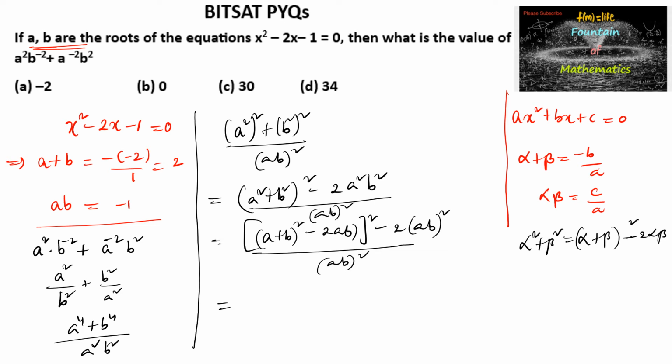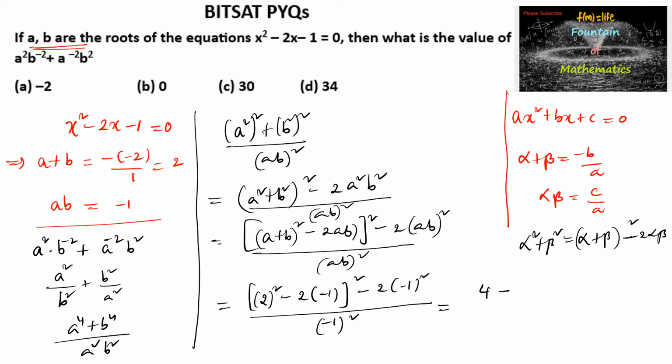So let us substitute: a plus b value is 2, so 2 square minus 2 times ab value, which is minus 1, this is whole square, minus 2 times (minus 1) whole square, divided by (ab value minus 1) whole square. So which is equal to (2 square plus 2) whole square minus 2 times 1 divided by 1, which is equal to 4 plus 2, 6 square is 36, 36 minus 2 divided by 1, that is 34. So 34 is the answer, which is option D.